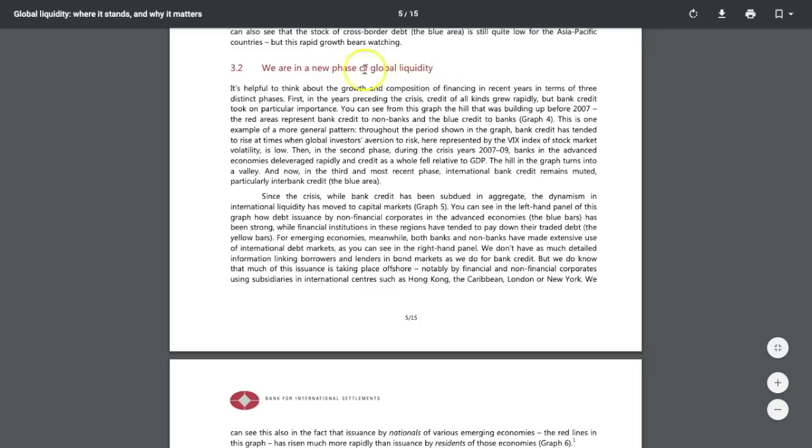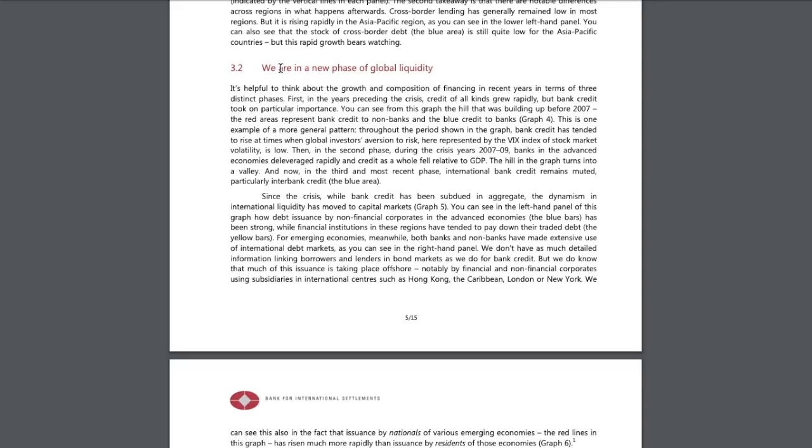So I came down to this section where it talks about how we're in a new phase of global liquidity. What does that sound like to me? Like central bank talk, right? Just always putting a spin on things. And I started reading, and it talked about the second phase, during the crisis in 2007 to 2009, when banks in the advanced economies deleveraged rapidly, and credit as a whole fell relative to GDP. So when GDP is falling, what happens? Credit is also falling, relative to GDP. And as the economies are deleveraging, that liquidity is going down.